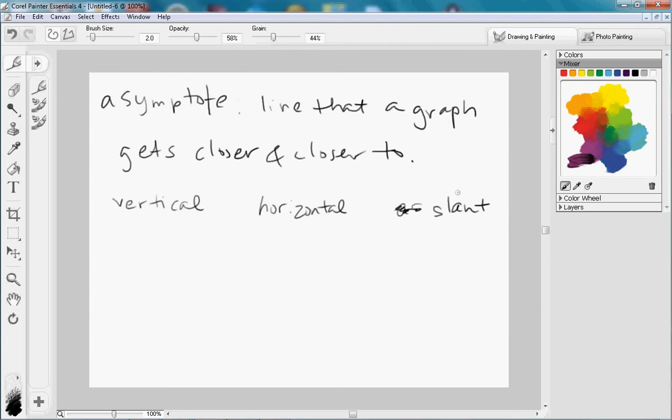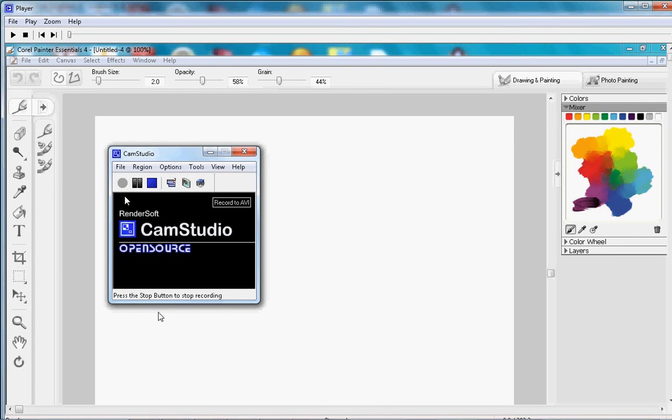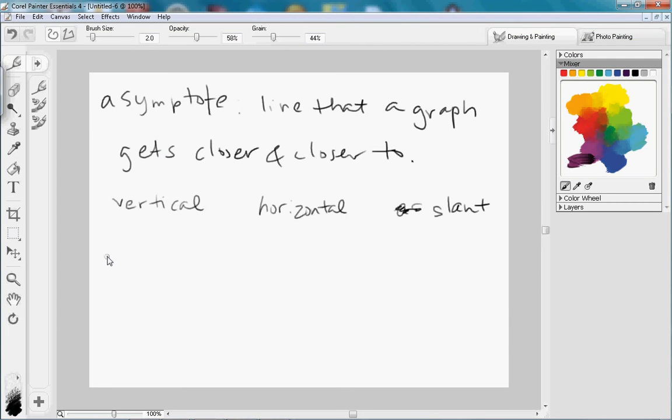All right, so vertical asymptotes. Here's my vertical. There's my vertical line. So we have something like this, and then it goes that way. There's your vertical asymptotes. And then you can draw a diagonal.